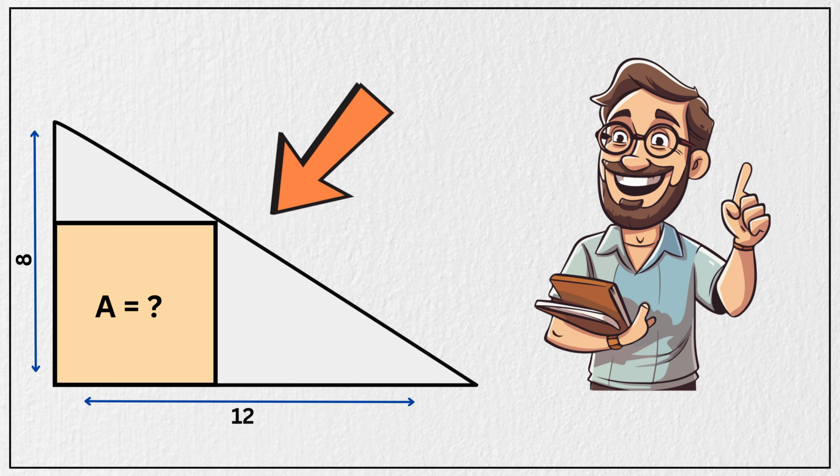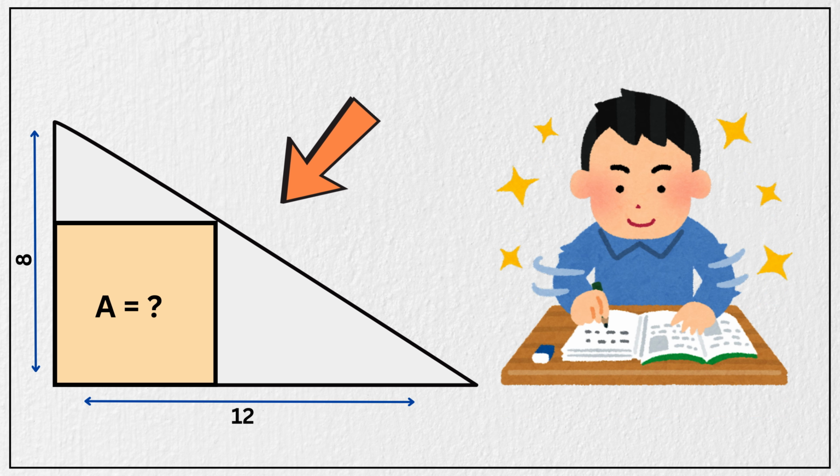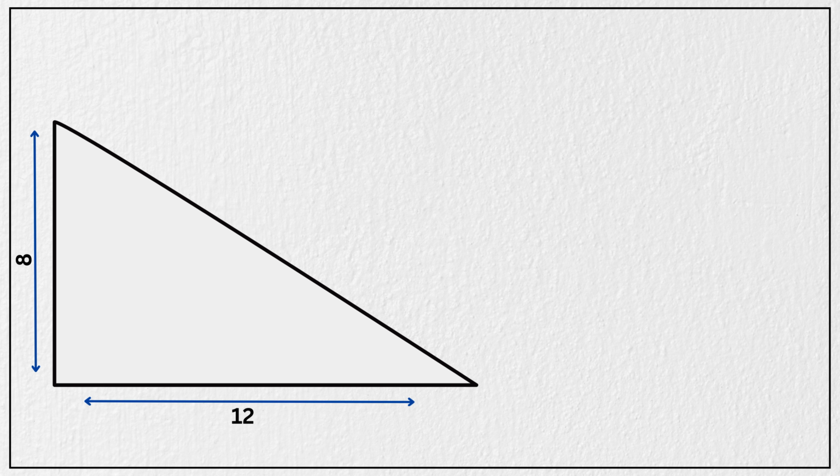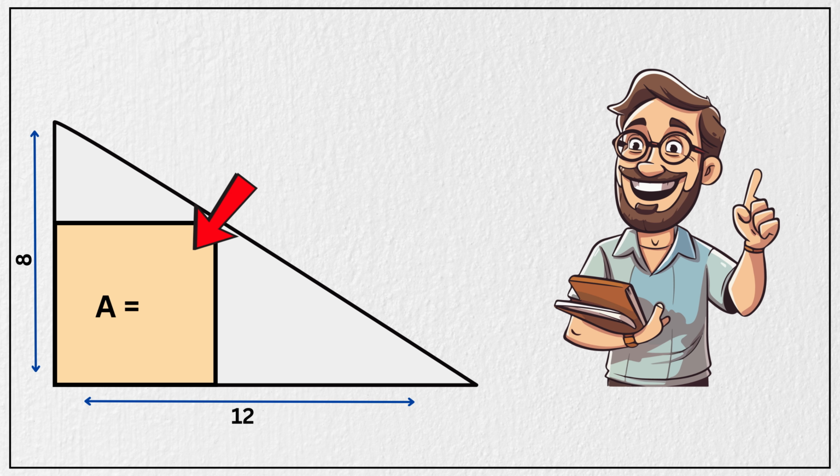Today I have a mind-blowing geometry problem that will twist your brain in the best way. We are given a right triangle with a height of 8 units and a base of 12 units. Inside this triangle, a square is placed in such a way that one of its sides lies along the height, another along the base, and its top corner touches the hypotenuse like this. Our goal is to find the area of this square.